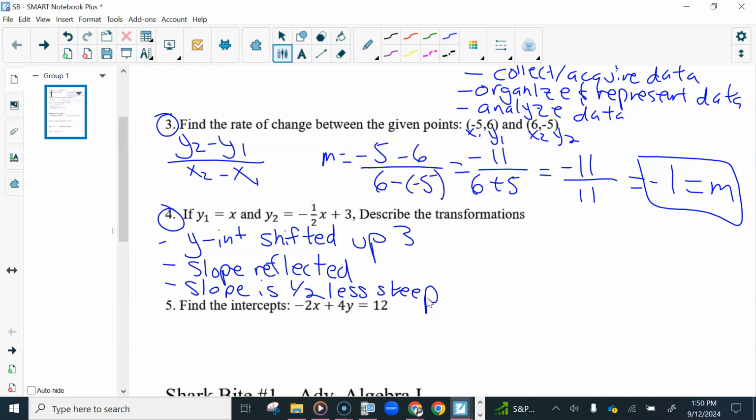We're going to talk about the course calendar and possibly start this, but not do a whole lot. Yes. Because the slope here is 1/2. So because it's between 0 and 1, that fraction, that would be less steep.